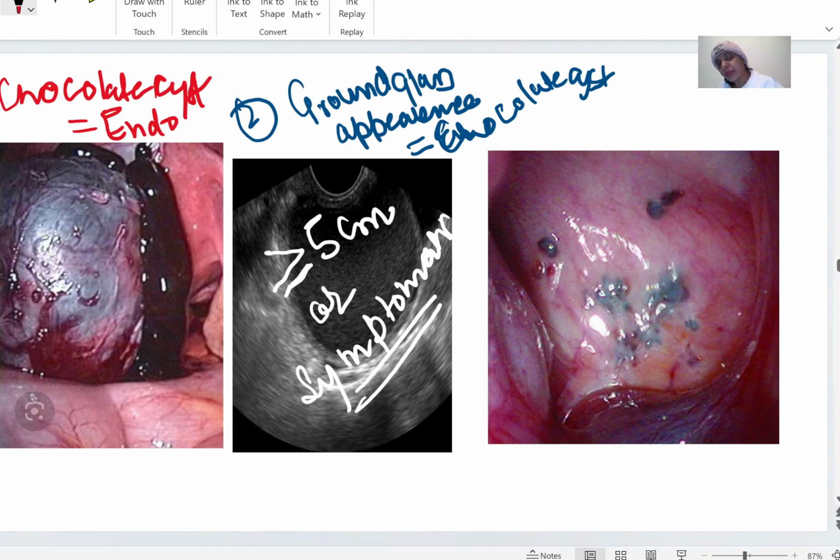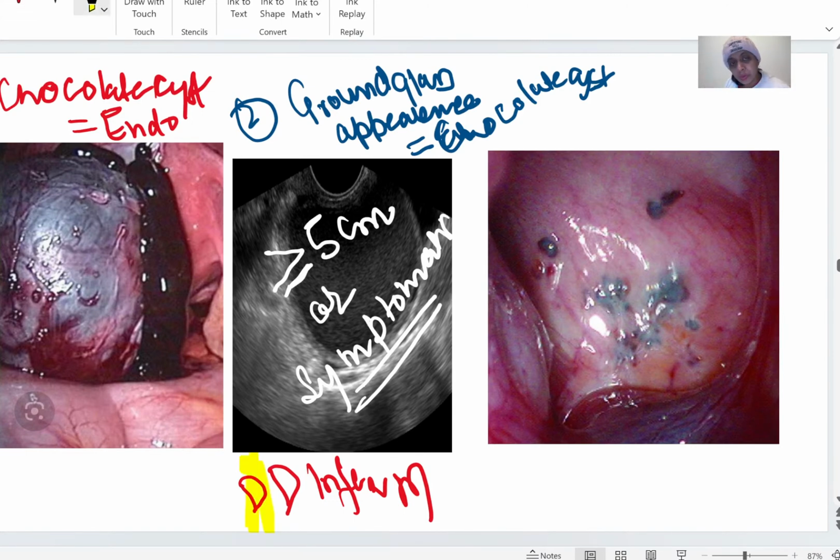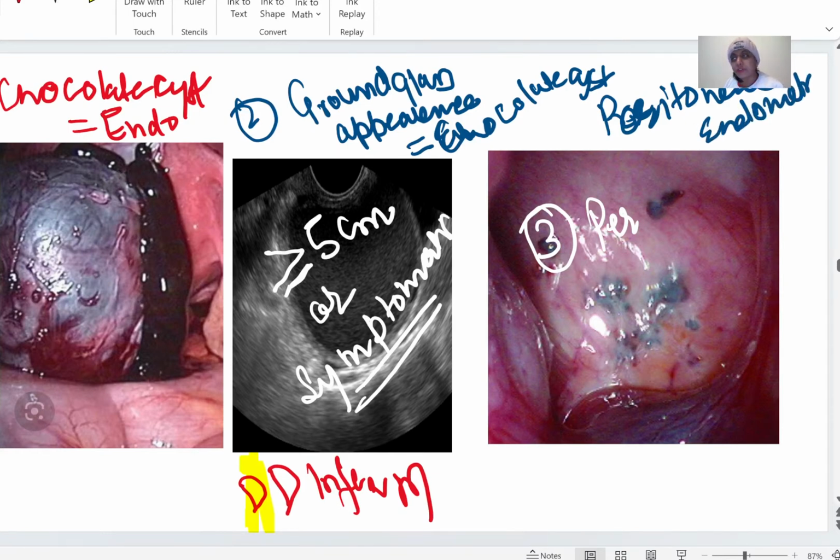What are the symptoms? Can anybody tell me? Dysmenorrhea, dyspareunia, infertility, and menorrhagia. The most important symptom is dysmenorrhea. Okay. The third image is of peritoneal endometriosis. Okay. So there are adhesions.